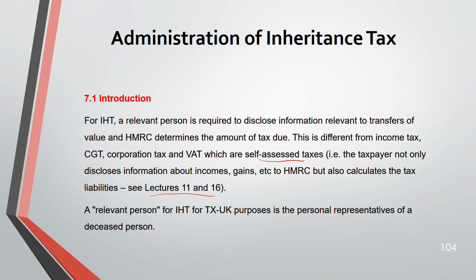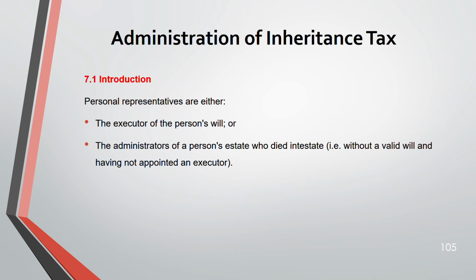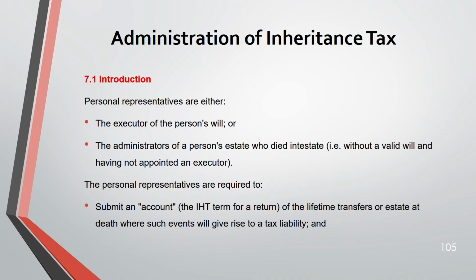Now, a relevant person for IHT is the personal representative of the deceased person. Personal representatives could be the executor of the person's will or administrator of the person's estate who died intestate. Okay, that means without a valid will and having not appointed an executor. Personal representatives are required to submit an account of the lifetime transfer or the estate at death and pay IHT determined by HMRC by the due date.